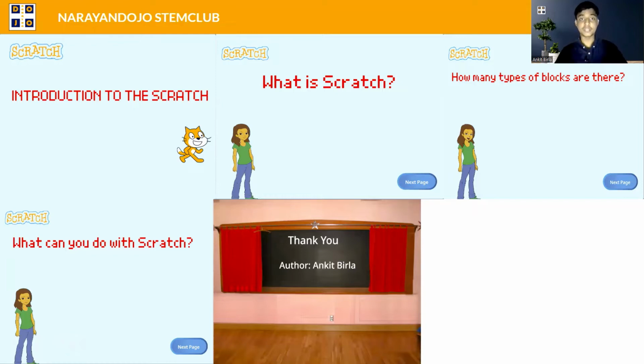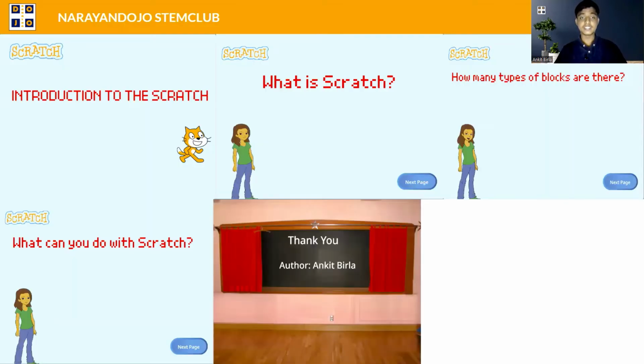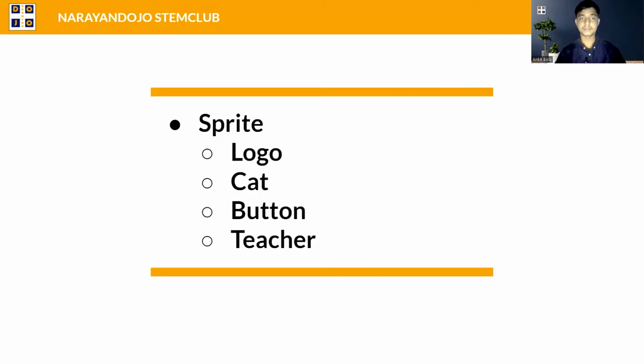Now come to the stage decoration. For the stage decoration, just see these snaps and add the sprites and the background on the stage based on these snaps. First of all, we need to add this logo, which is the Scratch logo. The second one, we need to add this cat sprite, also this lady, and at the end, this button. So first of all, add the sprites: the logo, cat, button, and teacher.